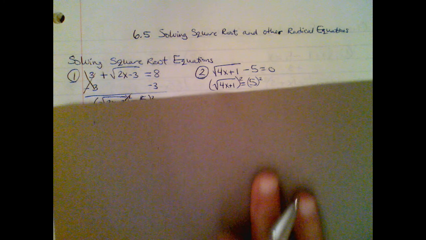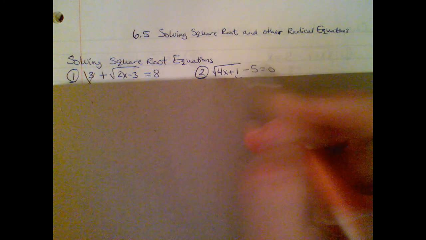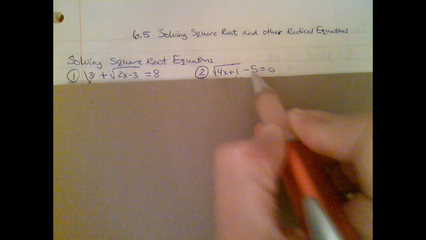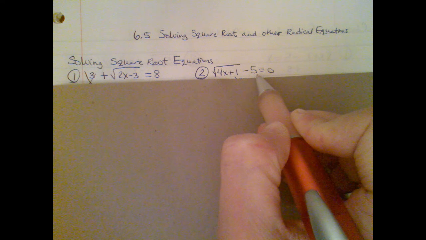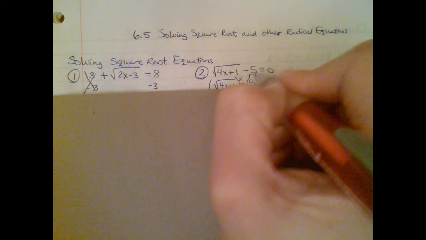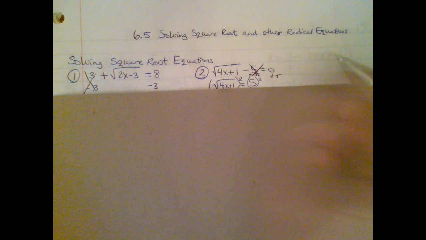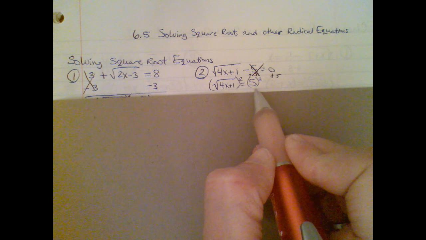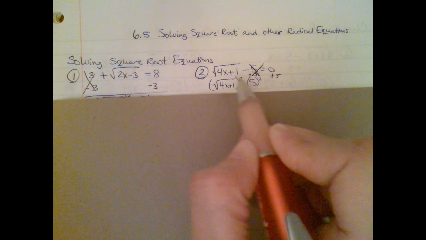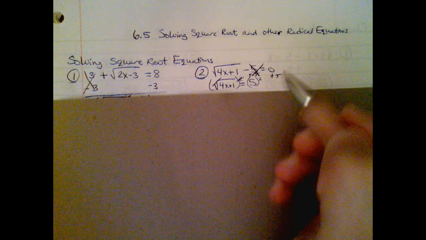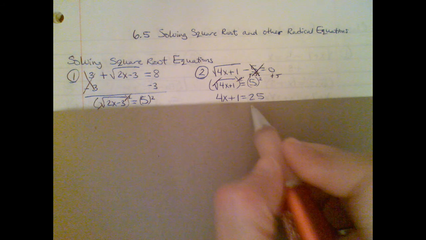Now the second problem, again, first step, we want to get the radical by itself. So this minus 5 on the end, we're going to go ahead and add 5 to both sides. So those just cancel out. So we have the square root of 4x plus 1 equals 5. To undo the square root symbol, we square both sides. The square and the square root just cancel out, so we get 4x plus 1 equals 25.